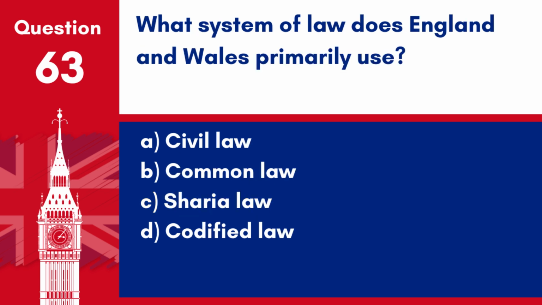Question 63. What system of law does England and Wales primarily use? A. Civil law. B. Common law. C. Sharia law. D. Codified law.